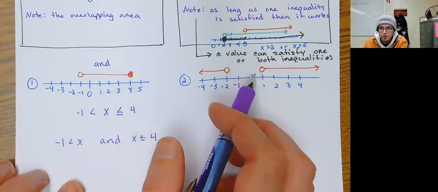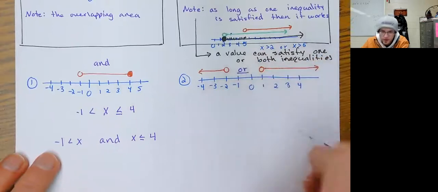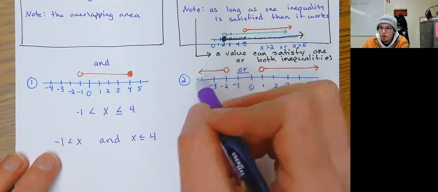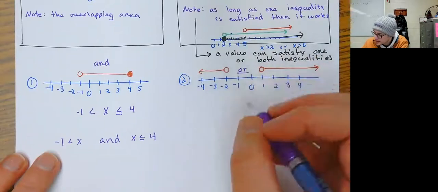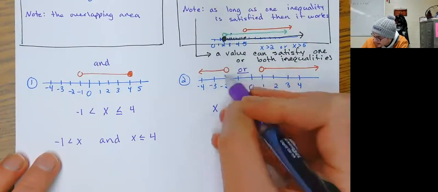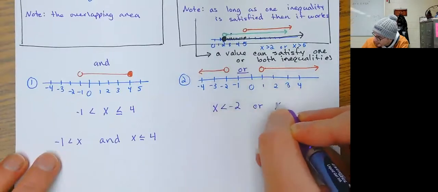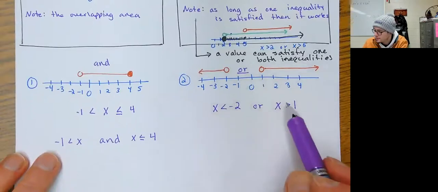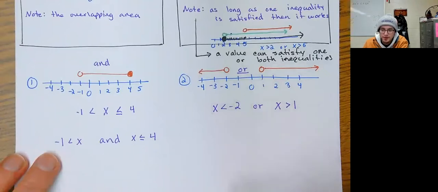This one, and or, number 2, I would say this is an or. There's nowhere on this graph where it's happening for both inequalities. So this one would be an or, and I would say this is x is less than -2 or x is greater than 1. Doesn't matter if you flip-flop this. You could say x is greater than 1 or x is less than -2. That's fine too. Totally fine.